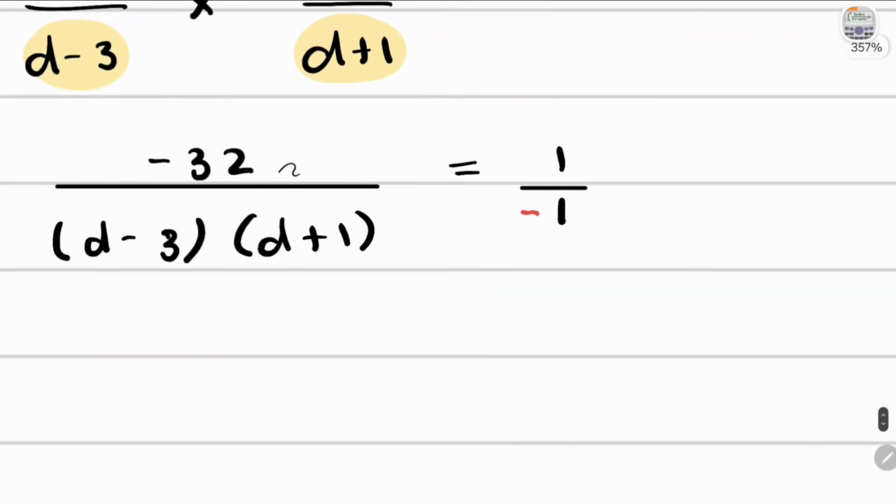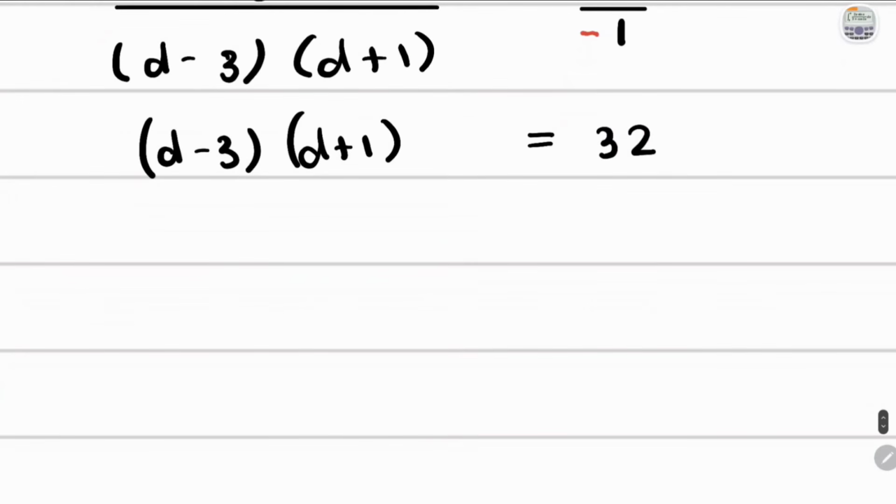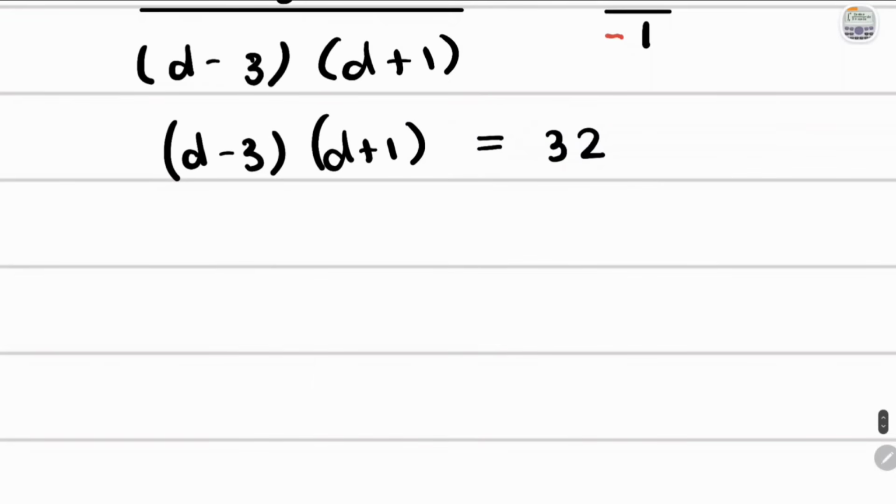Here's why. When we multiply across, we're saying -32 times -1, and then that gives us positive 32 is equal to, and then we're saying this d minus 3 times the 1, and it'll stay exactly the same. d minus 3 times d plus 1. There we go. Okay, now we can just work on solving for d, which we know we'll have two solutions.